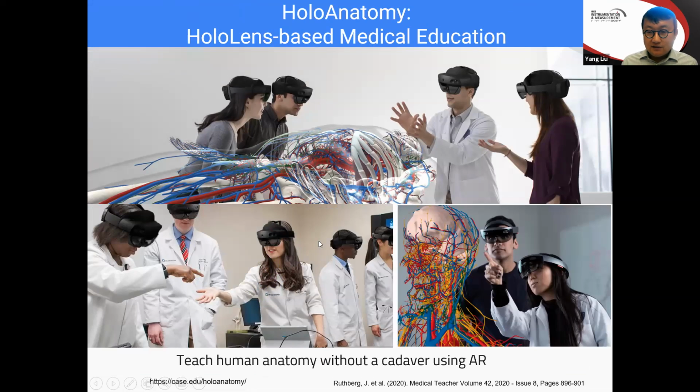And last but not least, Cleveland Clinic and Case Western Reserve University have been using HoloLens for medical education, specifically the anatomy lab. Instead of using human cadavers, they could visualize the anatomy very nicely using HoloLens. This is very promising and very applicable for remote learning. With the ongoing COVID pandemic and more remote learning going on, this is really a great way to enhance medical education and medical training.